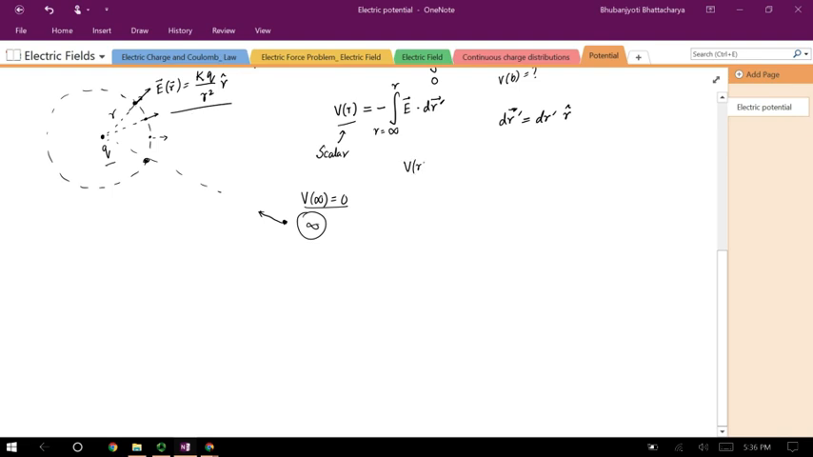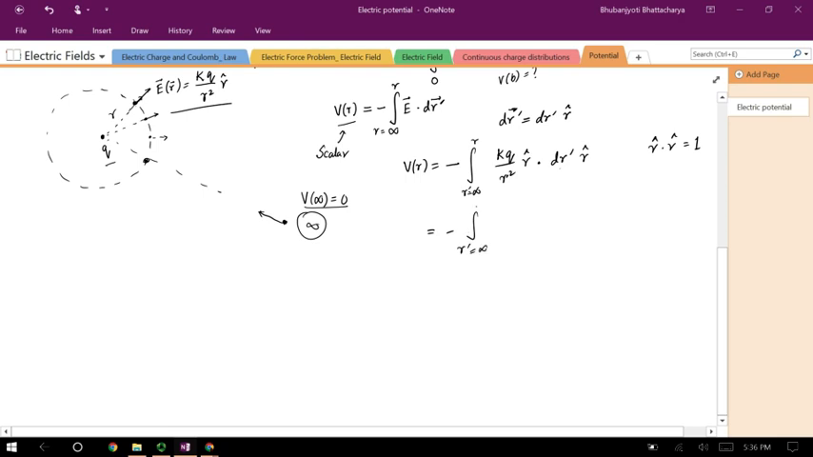So we get V of r is equal to negative integral from r equals infinity to r of kq over r squared r hat dotted with dr prime r hat. Since our variable is r prime, we should make this an r prime. And r hat dot r hat gives us 1. So this simplifies, and the integral variable is r prime from infinity to r of kq over r prime squared dr prime. If I do this integral, dr prime over r prime squared becomes negative 1 over r.